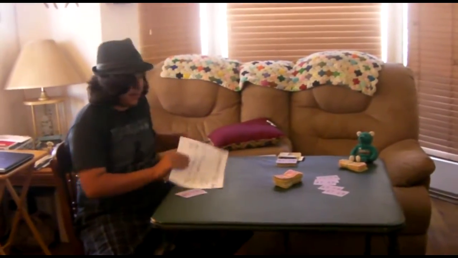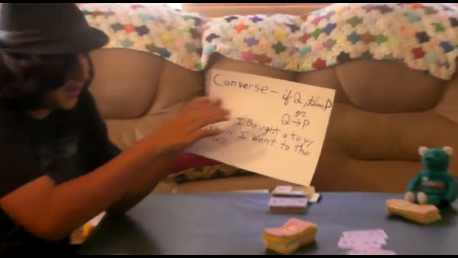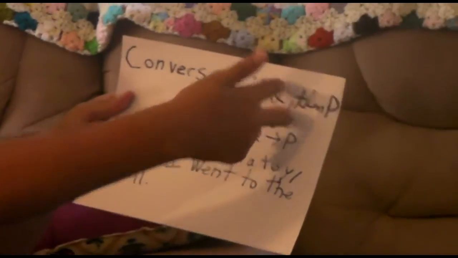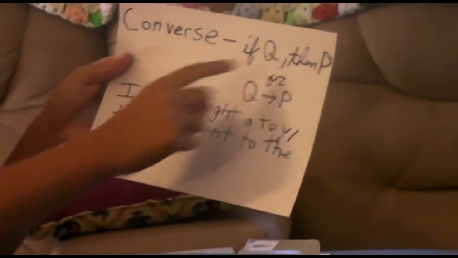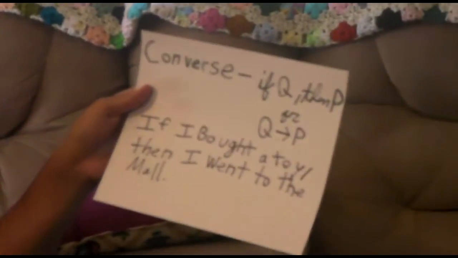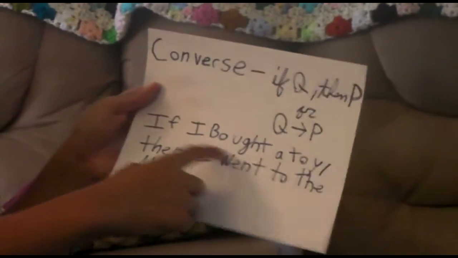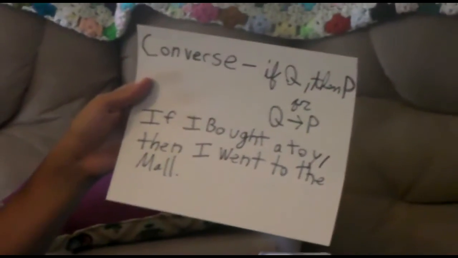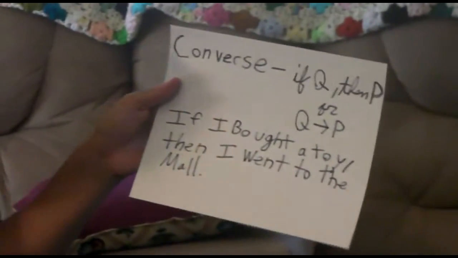Okay, now this is the third step. It's the converse statement. It's the same thing as a conditional statement, but it's just flipped. So instead of if P then Q, it's if Q then P, or in symbolic notation, Q then P. A good example of this is: if I bought a toy, then I went to the mall. You see it's the same exact thing as a conditional statement, except it's flipped.